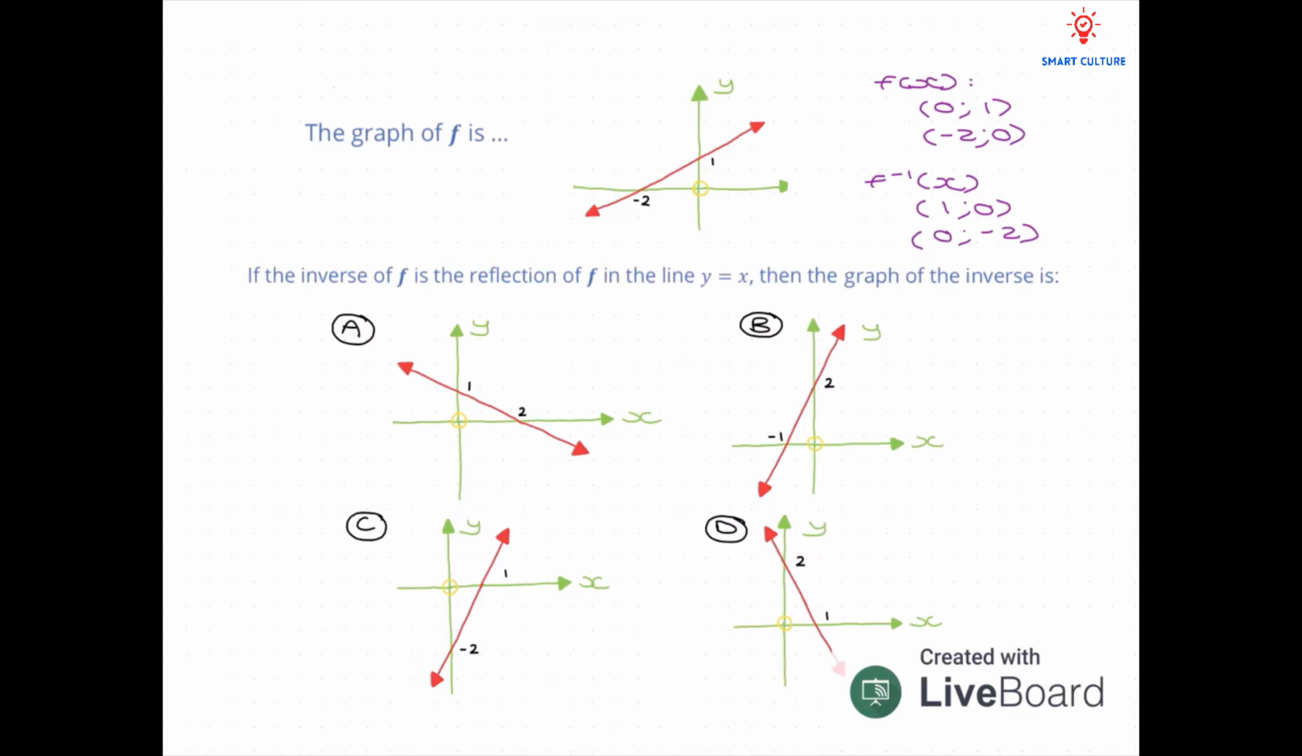So we can see for the first one, the x-intercept is at 2 and the y-intercept is at 1. For the second one, the x-intercept's at minus 1 and the y-intercept's at 2. And for C, our x-intercept is at 1 and our y-intercept is at minus 2. Therefore, our answer is C.